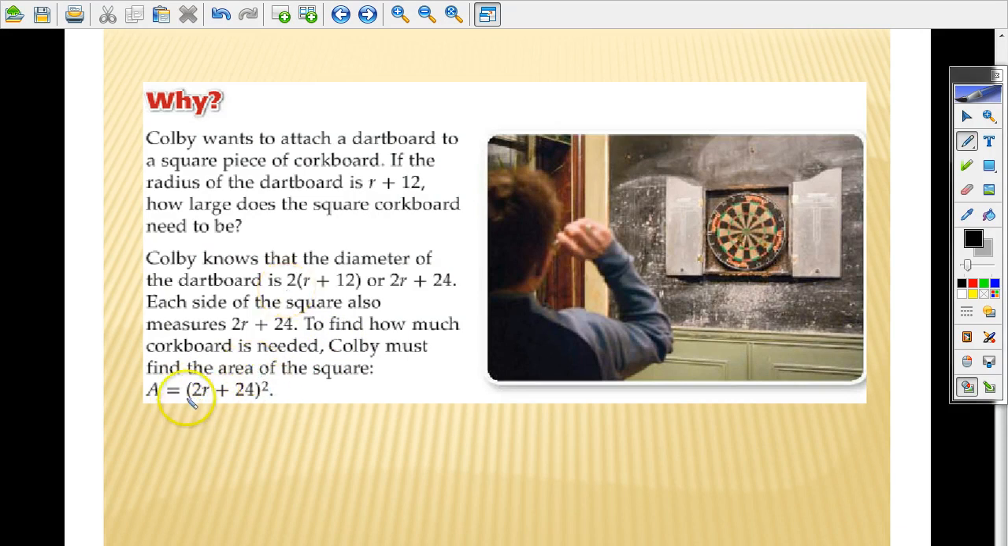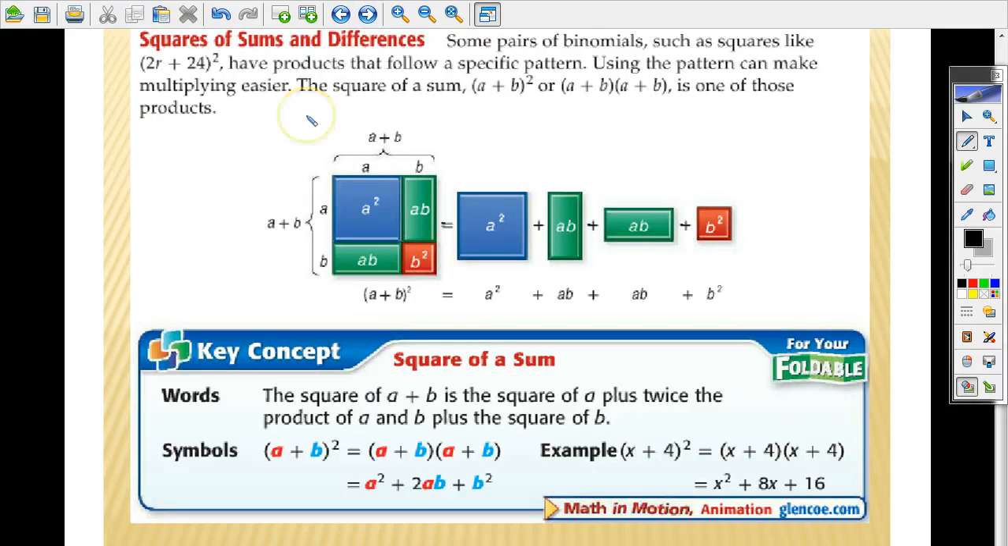Okay, so in this section we're going to find out how we can do a square of a polynomial. Squares of sums and differences. Some pairs of binomials, such as 2r plus 24 squared, have products that follow a specific pattern. Using the pattern can make multiplying easier. The square of a sum, a plus b squared, or a plus b times a plus b, is one of those products.